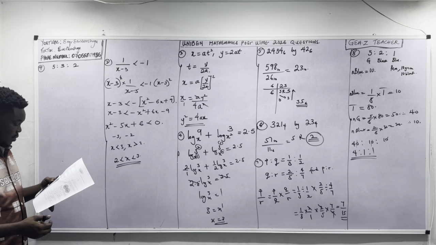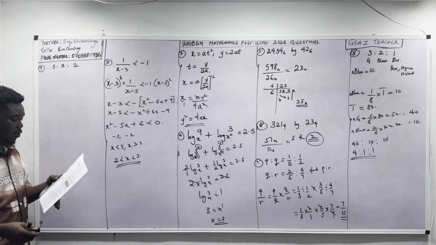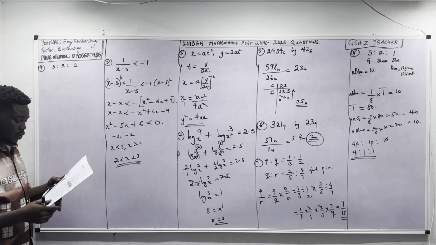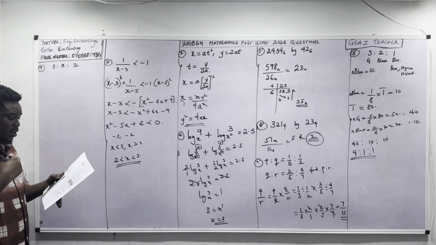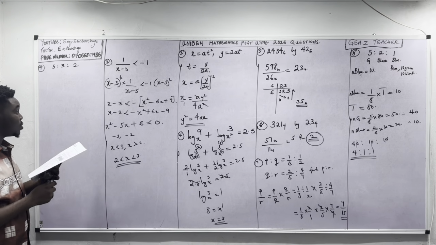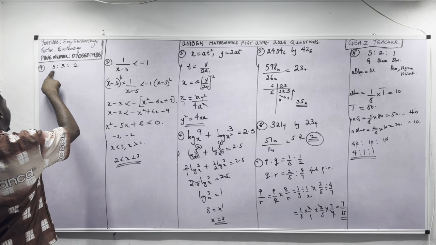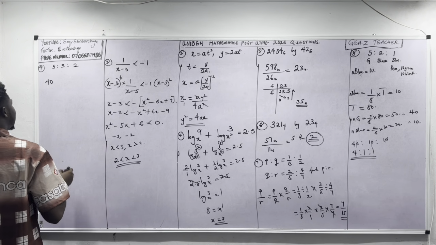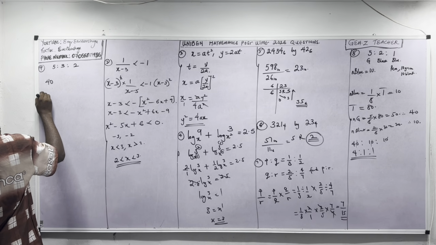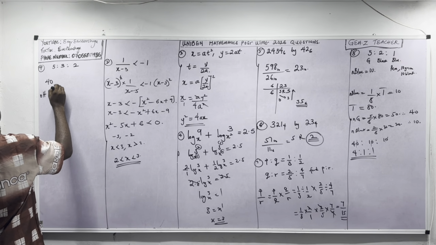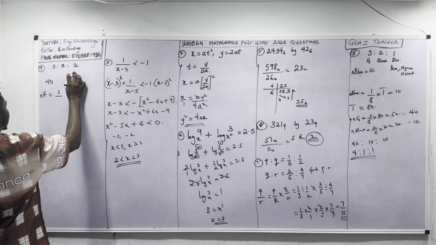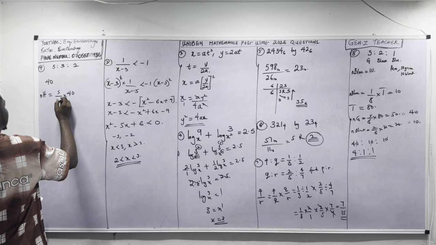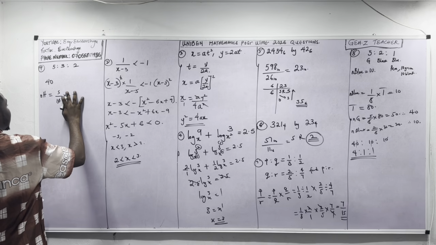Number 9 says 3 girls share a number of apples in the ratio 5:3:2. If the highest share is 40 apples, so the highest share, which should be for this 5, is 40, find the smallest share. So let's get the total number of apples first of all. So the number of the highest should be 5 over 10 times, this looks like, sorry, not times 40.